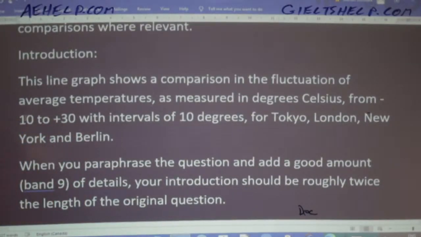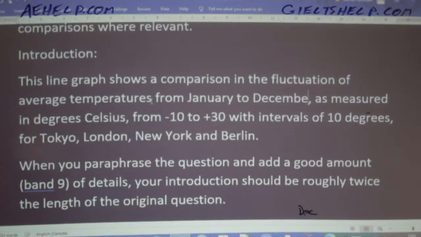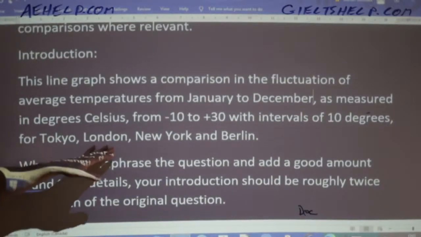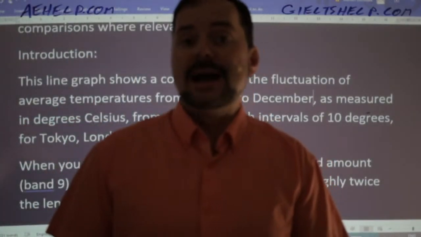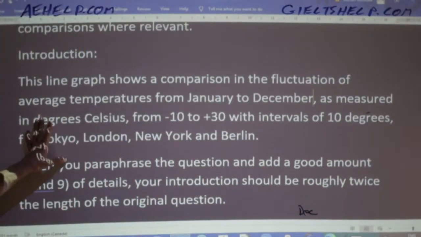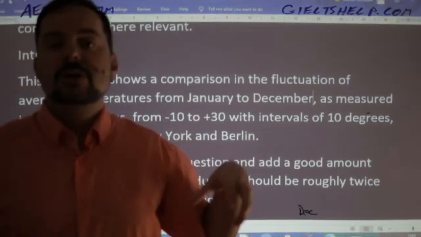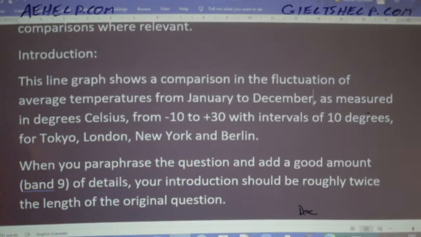And now I'm trying to think about how I can add in the months of the year as well, and average temperatures from January to December as measured in degrees Celsius from negative 10 to plus 30 with intervals of 10 degrees for Tokyo, London, New York, and Berlin. Okay, so now I have most of that information from the graph in there. And now it's roughly twice the amount of words as in the original question with the maximum capacity for detail. Okay, so that's always what you're going for.